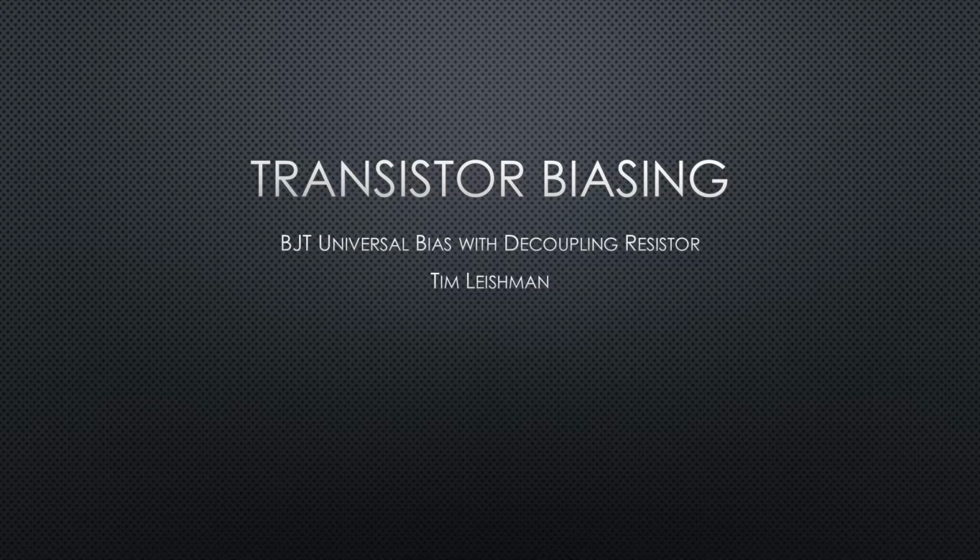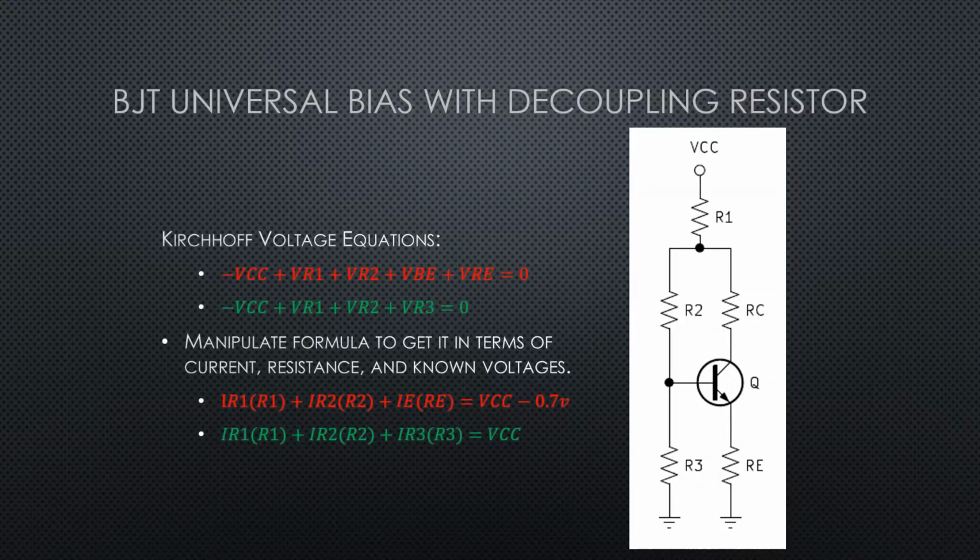Welcome to BJT universal bias with a decoupling resistor. So here's our variation of the universal bias circuit with the R1 decoupling resistor. And typically you would see this schematic or this type of biasing in the first stage of a multi-stage amplifier.